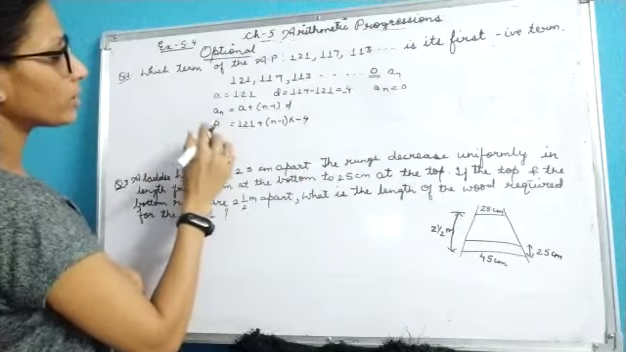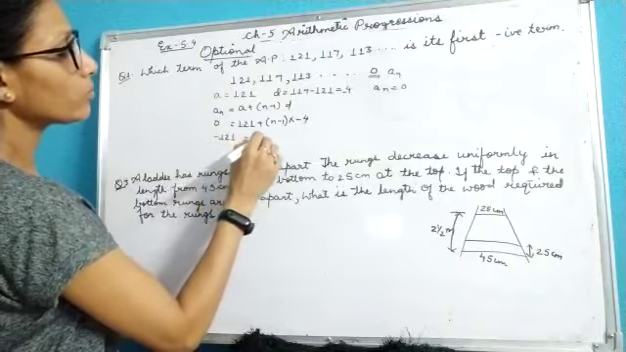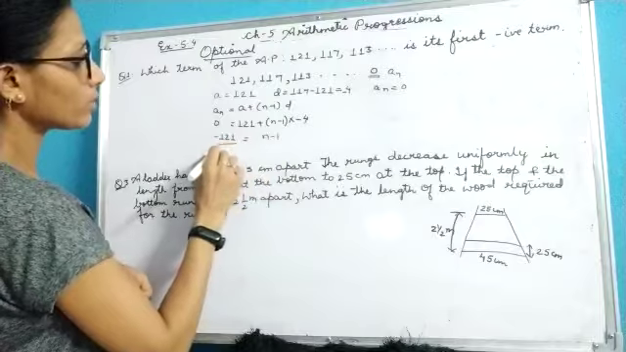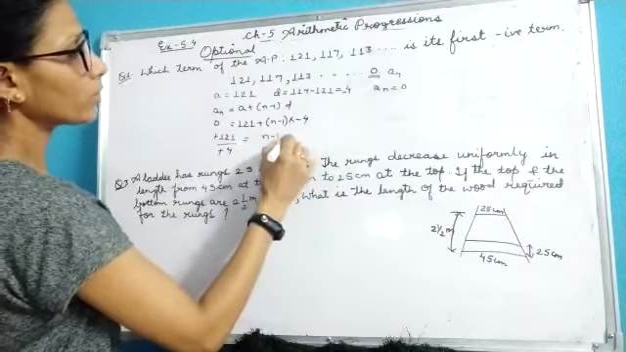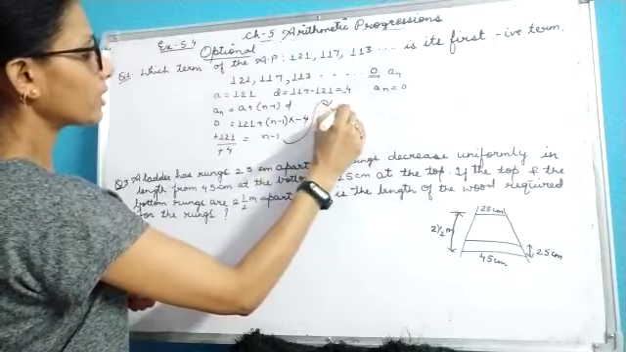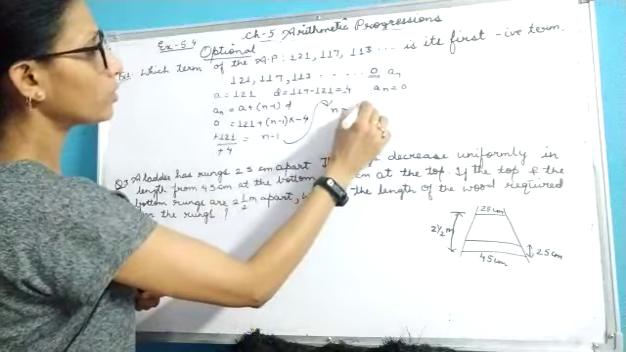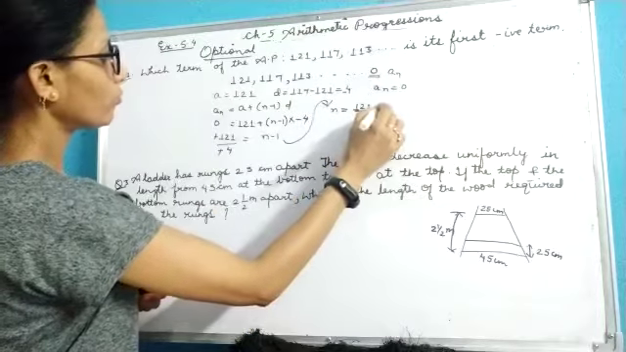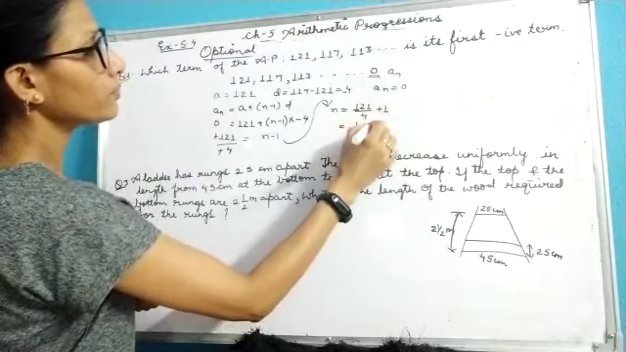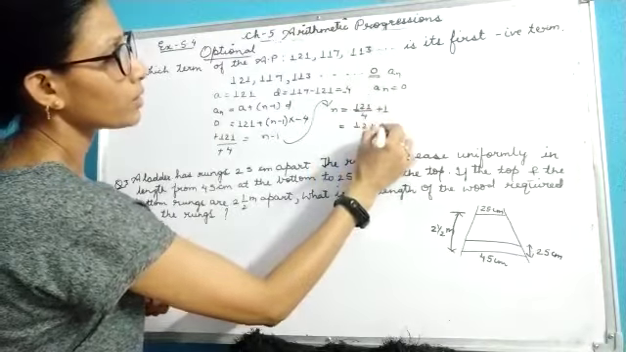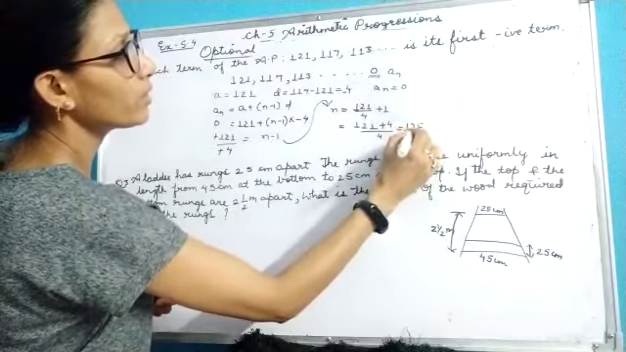Now I can bring this 121 this side, so this is minus 121 equal to (n minus 1) times minus 4, and this minus 4 will come down. Minus and minus cancel. So I can now calculate this as n minus 1, and I can take this 1 this side. So n will be equal to 121 by 4 plus 1, which will give me (121 plus 4) by 4, which is 125 by 4.